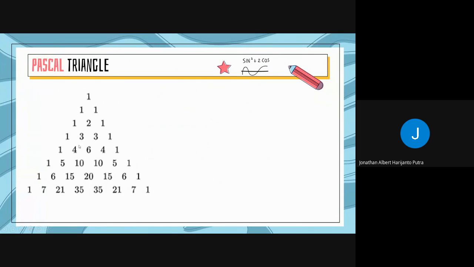So this one is the Pascal triangle, and actually the first row is like the zero row, and the second one is the first, and it goes on. So how to find, for example, this question, a plus b to the fourth power.